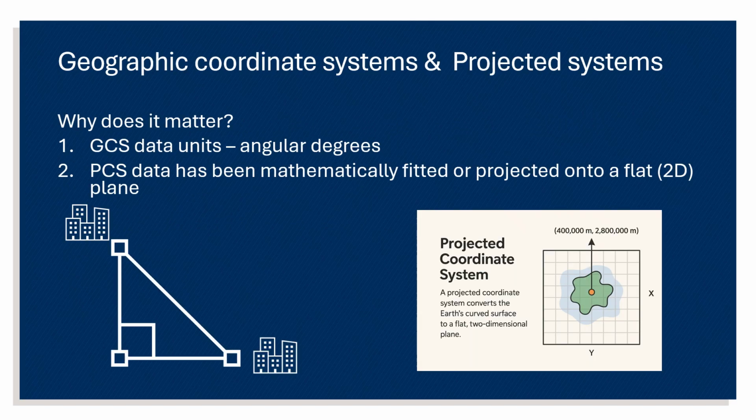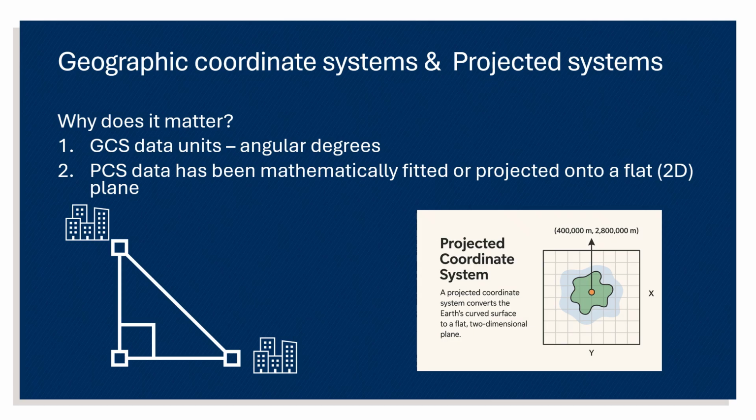So we're going to start off with just what is a geographic coordinate system and a projected coordinate system, and why some of this matters. Well, why does it matter? Well, for one, if you're working in a GCS, you have to remember that your units are in angular degrees because degrees, minutes, and seconds of geographic coordinates are all about very precise directional alignments that, when followed to their terminus, reach a certain point on the surface of the Earth.